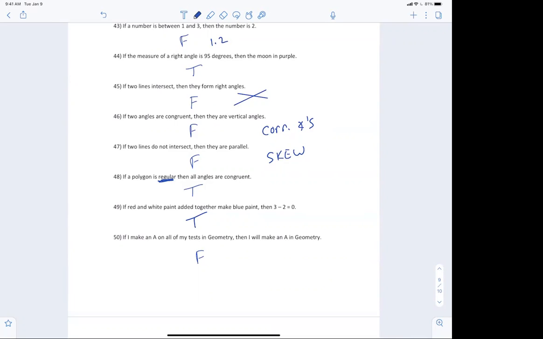Yes, sir. How is 50 false? If I make an A on my test in geometry, then I'll make an A in geometry. Just because you've made an A, you're going to make an A in the class? If you make an A on all your tests, does that guarantee you're going to make an A in the class? Well, if you did your homework, right? You didn't fail all your quizzes. There's more to a grade than the test, right?